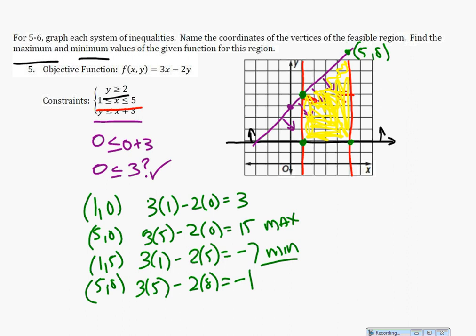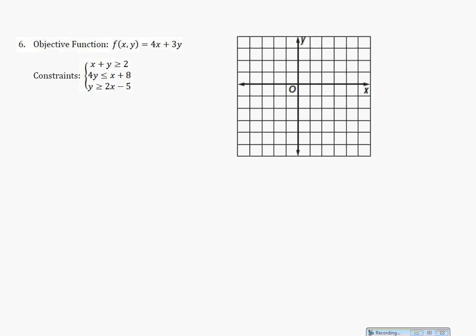And again, all I did was put all of my values into the objective function, 1 for x, 1 for y. So take a look at this one. x plus y is greater than or equal to 2, 4y is less than or equal to x plus 8, y is greater than or equal to 2x minus 5. So here's the situation. If I rewrite this, y greater than or equal to negative x plus 2, all I did was subtract x over. So plus 2.